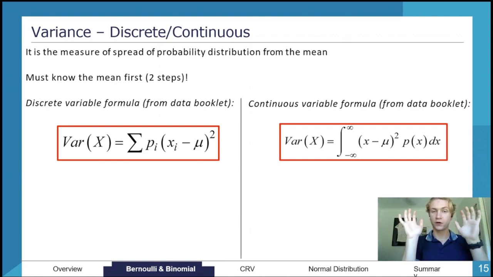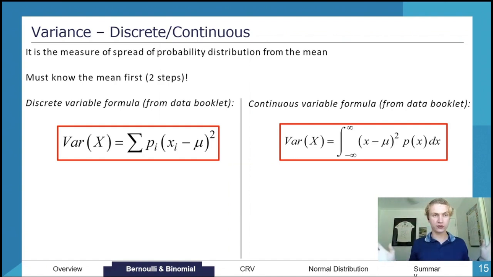Similarly, for continuous variables, remembering anything like height, anything where it's a measurement, and that measurement has lots and lots and lots of little distinctions. What are we going to do? We are going to do this x minus the mean, but this time we're talking about it in terms of an integral. Once again, this formula is on your data booklet.